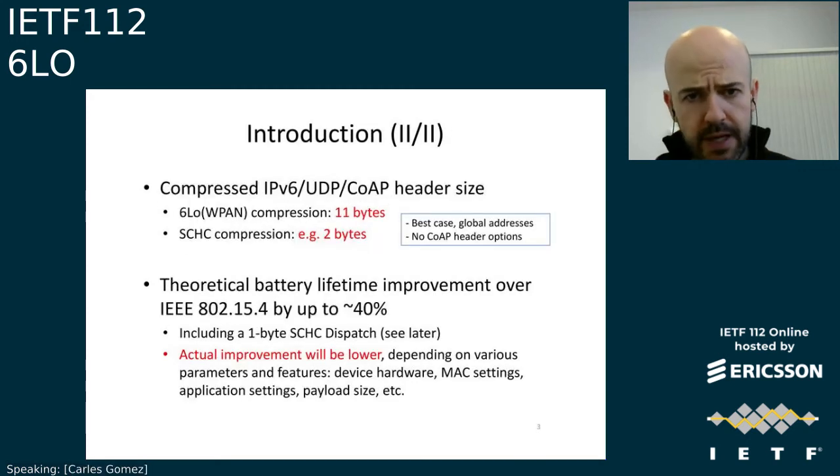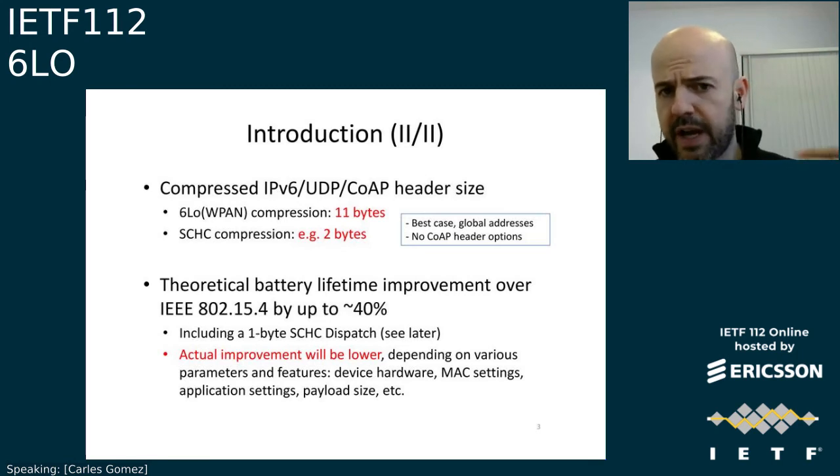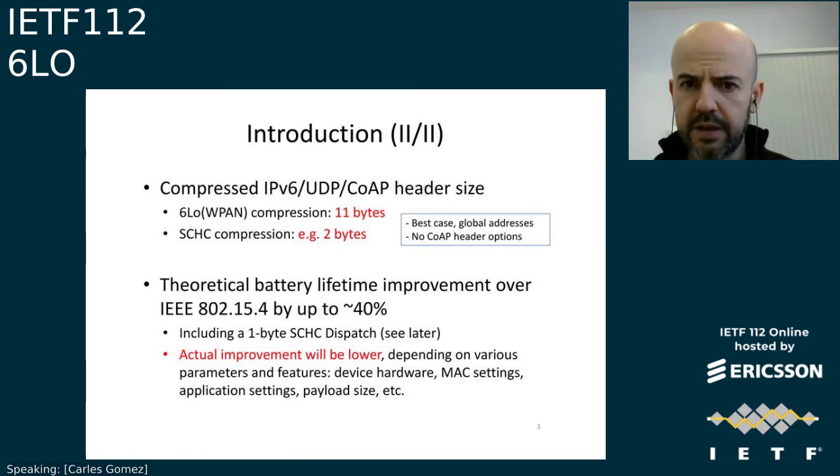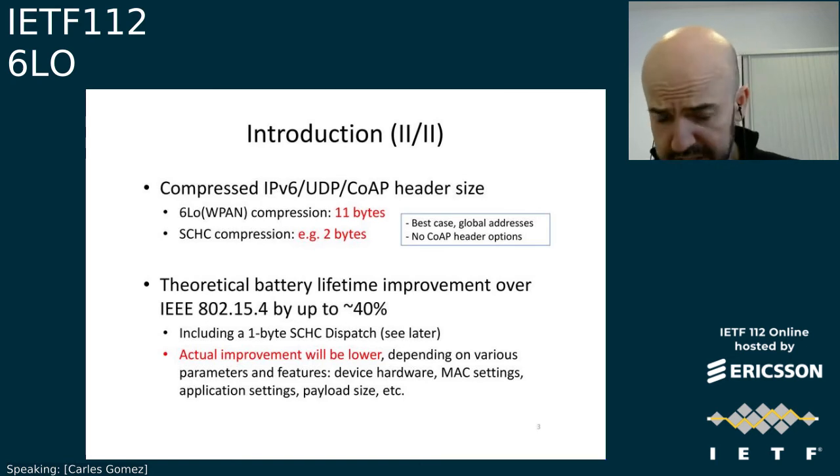So we can give some numbers on the performance that we can get. We may compress the headers of IPv6, UDP, and CoAP down to 11 bytes by using the traditional 6LoWPAN or 6LO compression, whereas we could reduce those headers down to a size of only 2 bytes with SCHC. This is for both mechanisms, assuming the best case, global addresses and no CoAP header options.